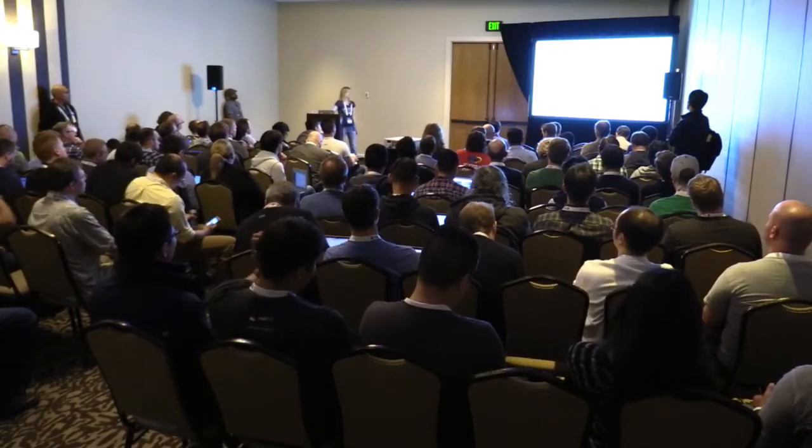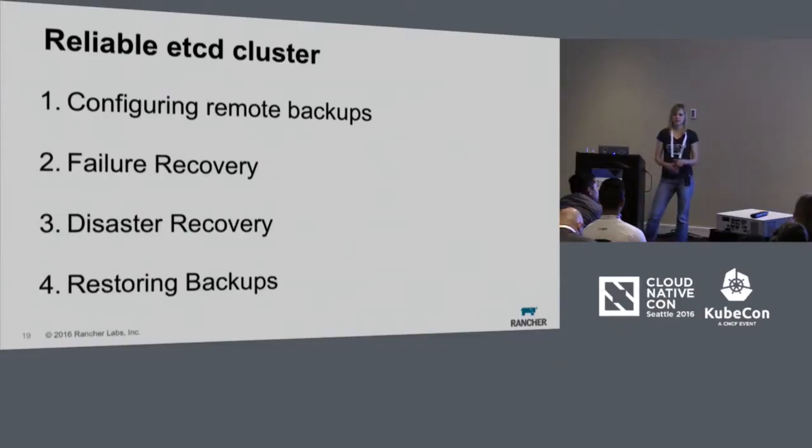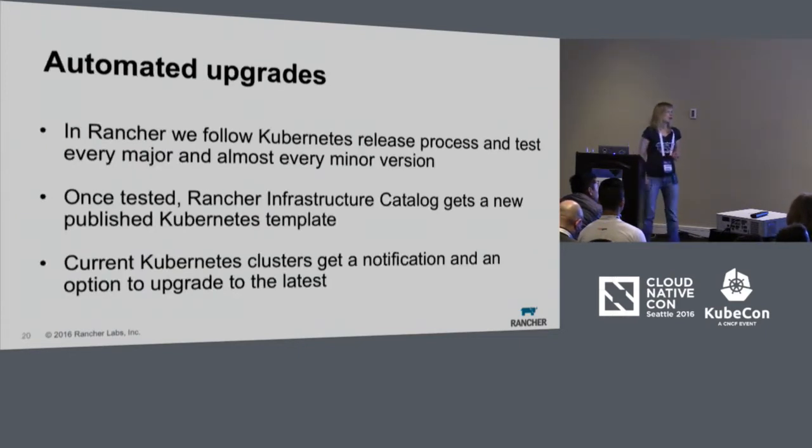So let's say your Kubernetes cluster is up and running. It's functioning well. It's being health check monitored and recovered as it goes. But there's always a time where you want new features, new Kubernetes features, or bug fixes. And Kubernetes is pretty good with its release processes. The releases happen really fast. And we, in Rancher, follow Kubernetes releases and test every major and almost every minor release.